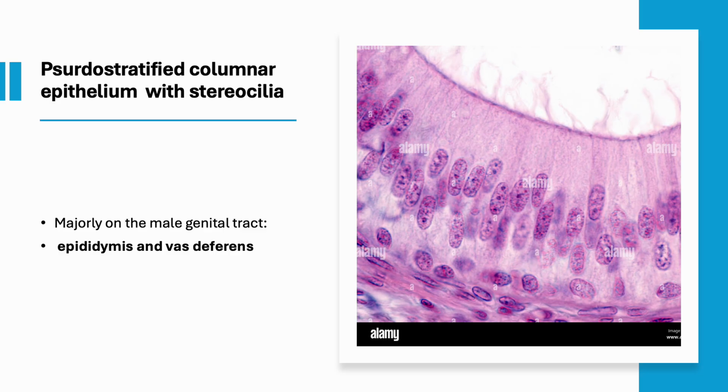Pseudostratified columnar epithelium with stereocilia. They look like bundles of cilia that have been plaited or folded together. I can see this on the surface, and it's columnar as we described. They appear like there are more than two layers of columnar cells, as you can see. They are majorly found in the male genital tract, that is the epididymis and vas deferens.